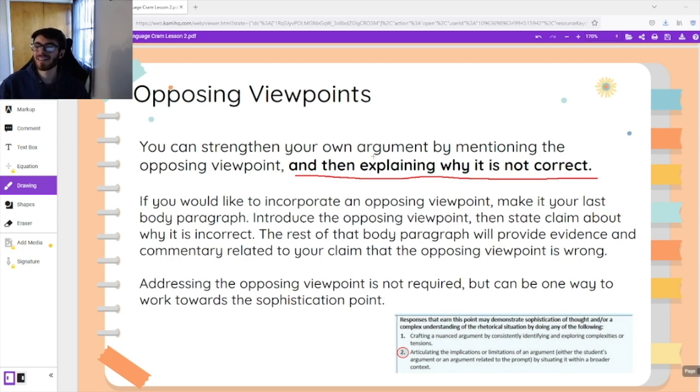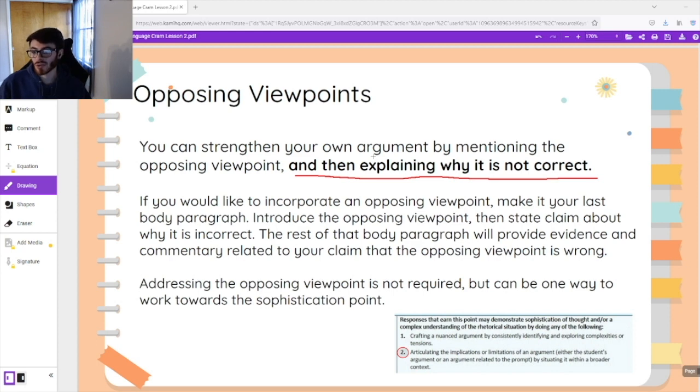The point here is that if you know that your audience is going to respond one way, or if you have information that supports a different viewpoint, you can address that before anyone has the opportunity to think about it, right? Or if you know that that's going to be something your reader's like, well, what about this? If you address it yourself and explain why it's not correct, it can make your argument stronger. But you have to be careful, because if you give too much credit to the opposing viewpoint, if you don't adequately tear it down and explain why it's not correct, you end up weakening your argument.